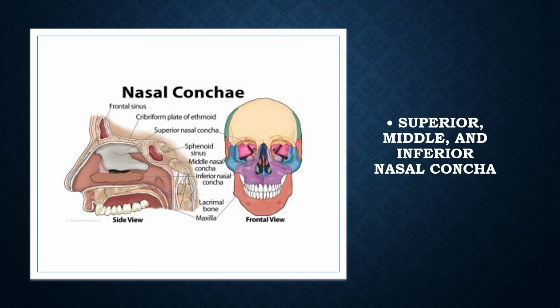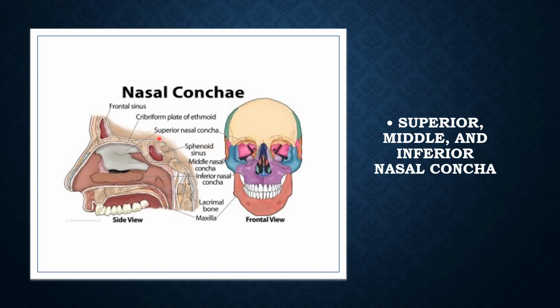Up first, we're going to be talking about the superior, middle, and inferior nasal cochlea, and sorry, I just had to get out the laser pointer here. The function of the cochlea is to increase the surface area of the nasal cavity. This increases the amount of inspired air that can come into contact with the cavity walls. They also disrupt the fast flow of the air, making it slow and more turbulent.